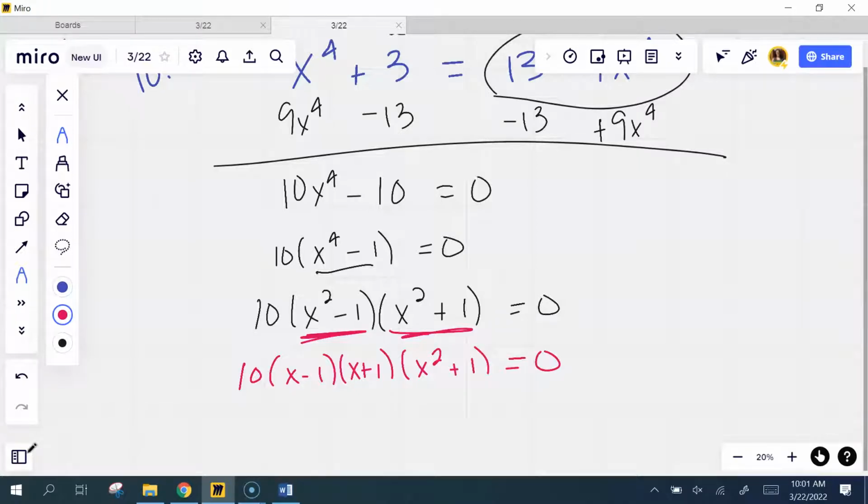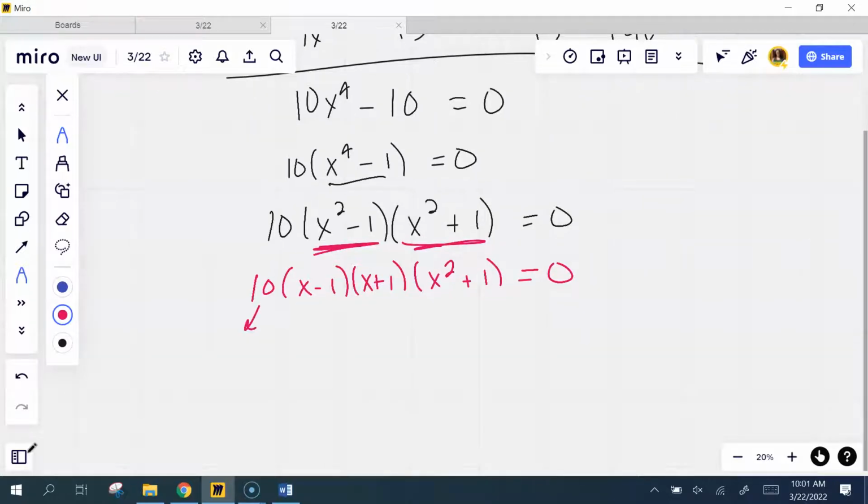And now that it's factored completely, I'm ready to set each piece equal to 0. Well, 10's never going to be 0, right? There's nothing you can plug in that's going to make 10 0, so you don't have to worry about that one. X minus 1 equals 0. X plus 1 equals 0. And x squared plus 1 equals 0. How many solutions should I get when I solve this? 4.